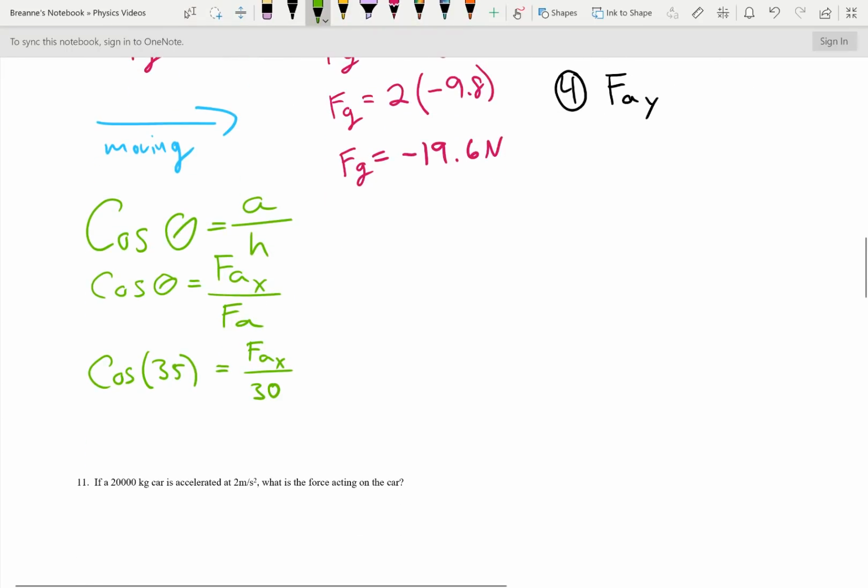So how do we get a force applied in the x by itself? You're being divided. The opposite of divide is multiply. What you do to one side, you have to do to the other. So you get force applied in the x to be 30 cosine of 35. You plug that into your calculator. Make sure your calculator is in degrees. So you do 30 cosine of 35, and that gives you 24.57 newtons.